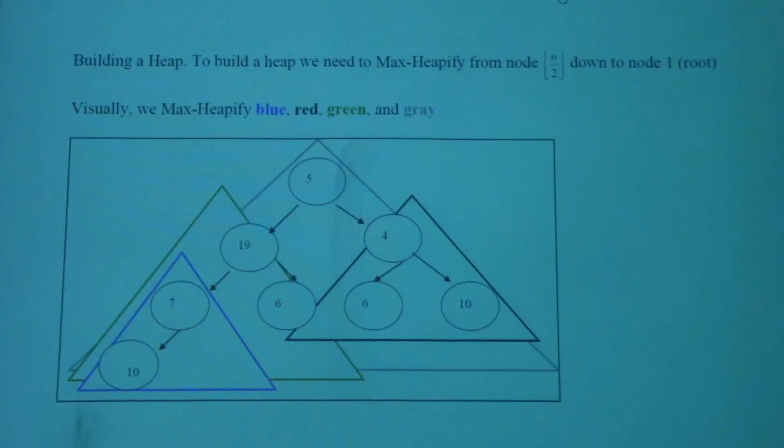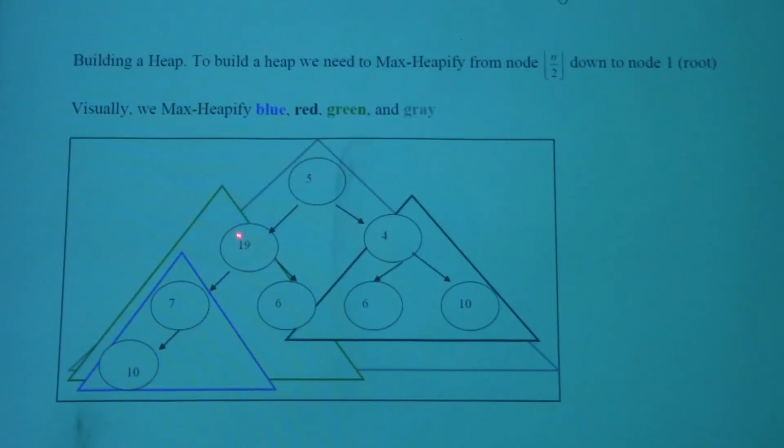So in order to make this whole big gray triangle a max heap, all I need to do is swap down the root to where it belongs. And of course I'm going to compare 5 against 19 against 10. See, you're using your imagination. 5 against 19 against 10, and what's going to come up? 19. And 5 is going to go down.